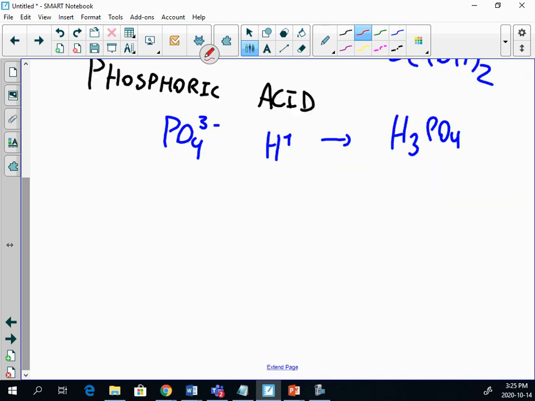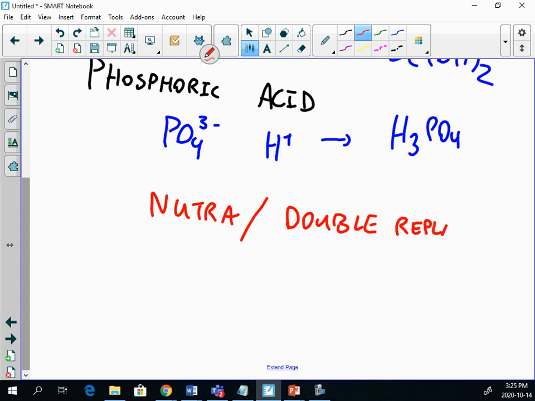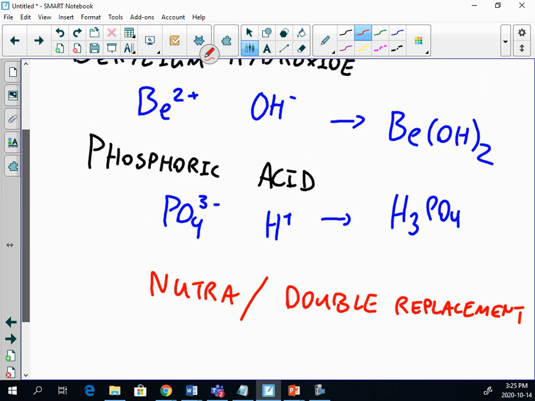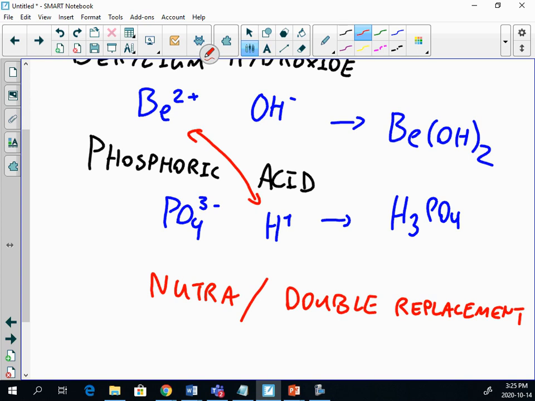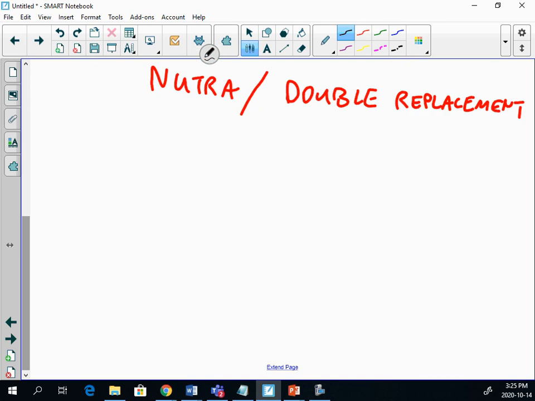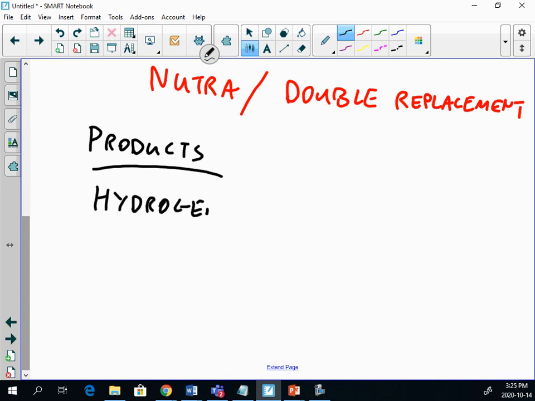Very, very similar to the last question. This is a neutralization reaction. It is a double replacement reaction. So we're going to see partners swap from our reactants to our products. Specifically, we're going to see the H+ and the Be swap. So we're going to end up with hydrogen hydroxide and beryllium phosphate. Think about our products. We have hydrogen hydroxide, and we have beryllium phosphate.